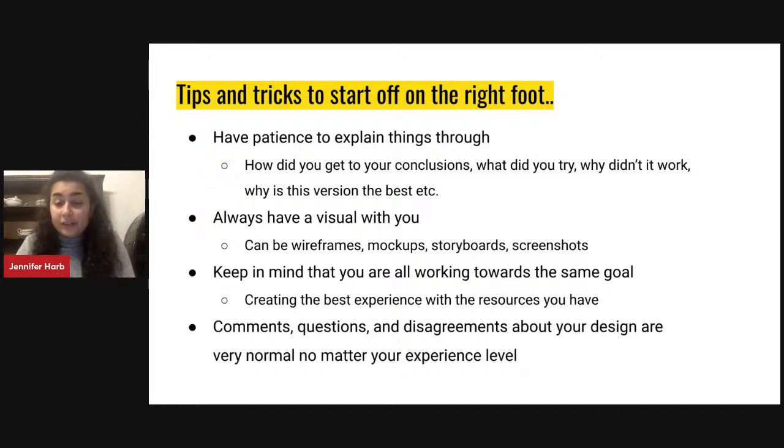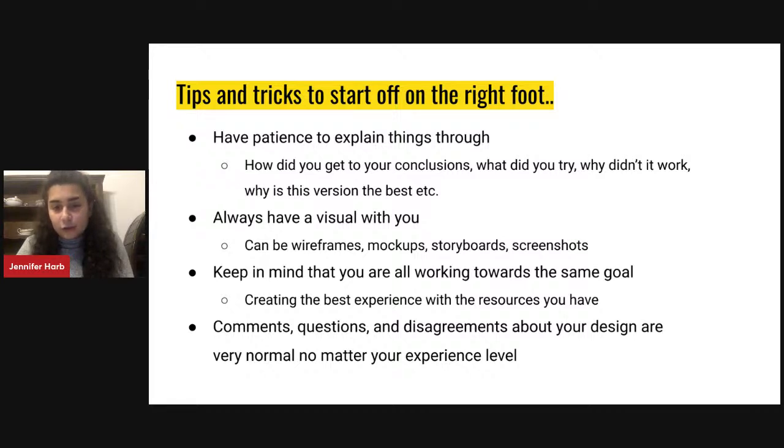Another point is to always have a visual with you. It can be wireframes, low fidelity, high fidelity, storyboards, screenshots of things you found inspiring online. But it is very helpful to have a visual with you whenever you want to show and talk about a certain point, or if you have certain questions. Without it, a lot of people get lost. More often than not, people are very visual and need it to follow along.